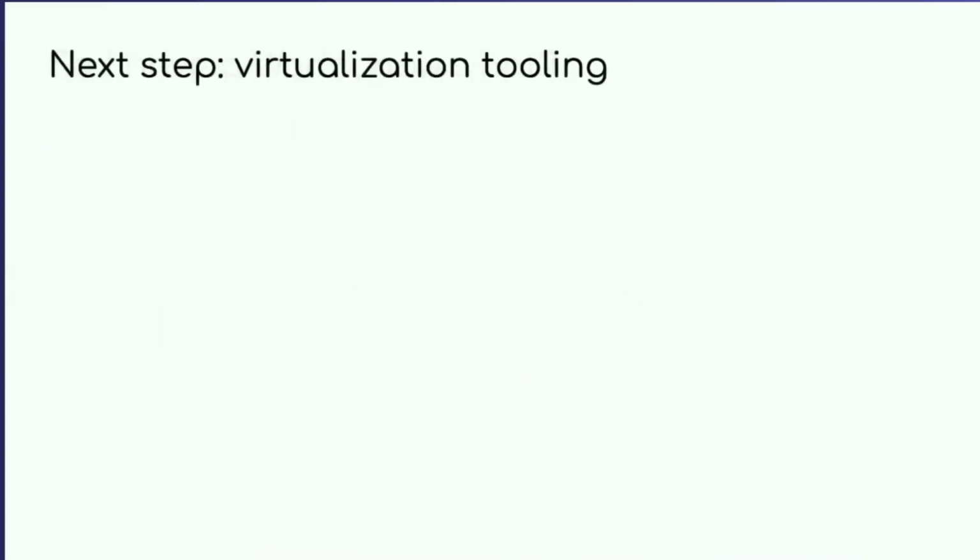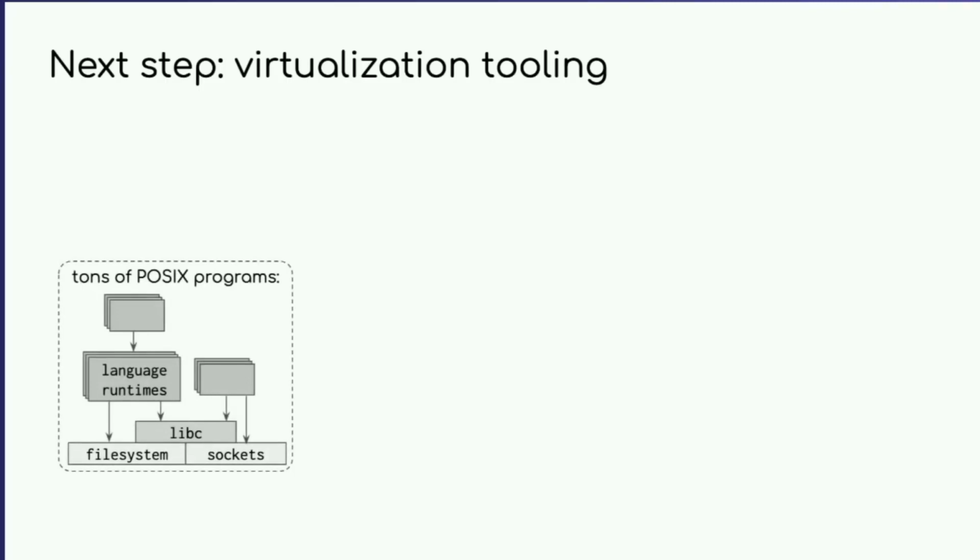So that's the tooling that's in progress now. The next step in tooling is around virtualization. To motivate this, we've got tons of POSIX programs that are already written today, and they use libc and file systems and sockets. And so these implicitly target the WASI CLI command world that I showed. So that's what I have.